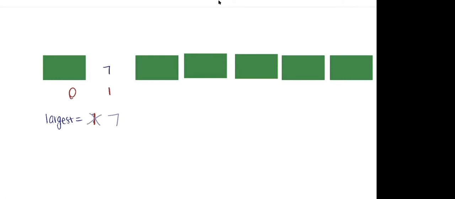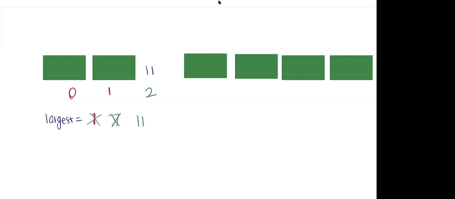Because 7 is larger than our current maximum, we have to move on to the next number. Because we don't know, the largest number could be here for all we know. We don't know because we don't see all of the numbers. We do unfortunately have to go through the entire list. So in this case, when we look at the number 11, which is at index number 2, it is larger than our current maximum of 7. So we are going to replace the 7. It's no longer our largest number. Our largest number will now be 11.